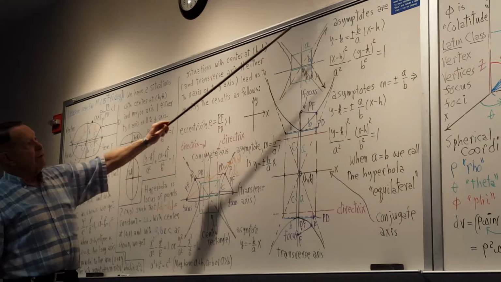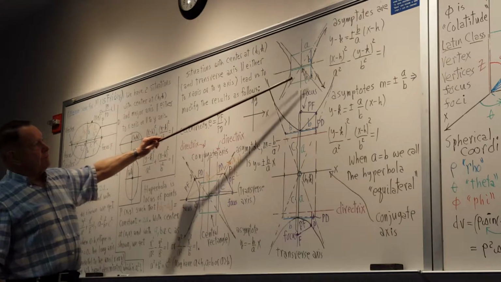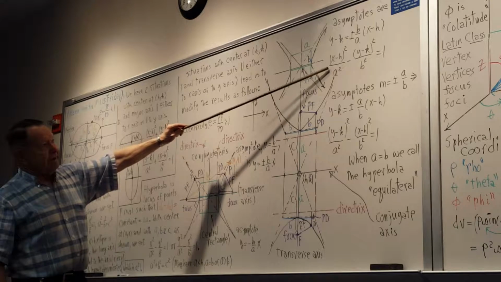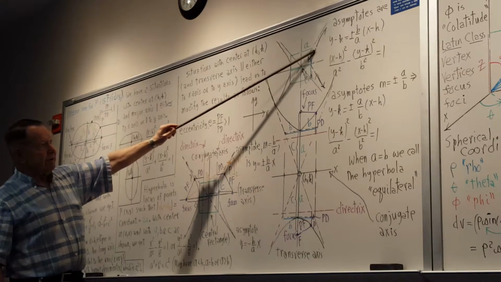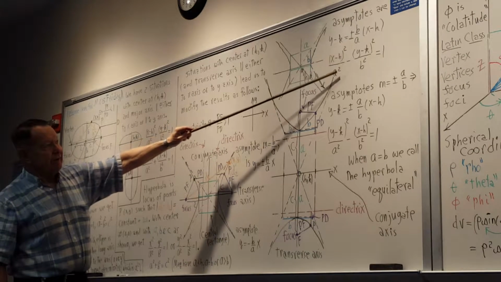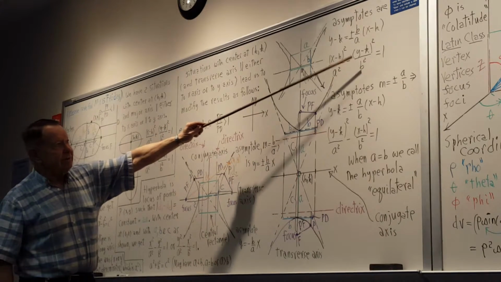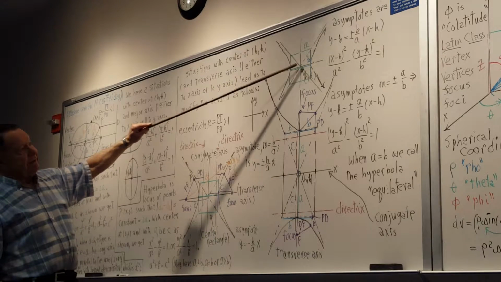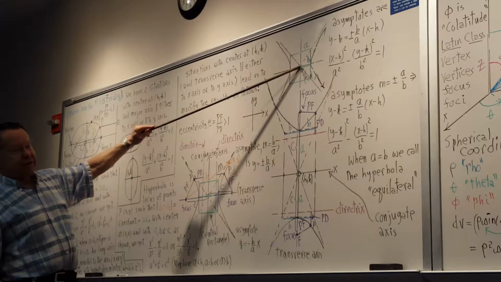So then your corresponding formula that will define your curves will look like this, x minus h squared over a squared, and then the minus, and so on. And then for your asymptotes, you see, they're going through this point at hk.